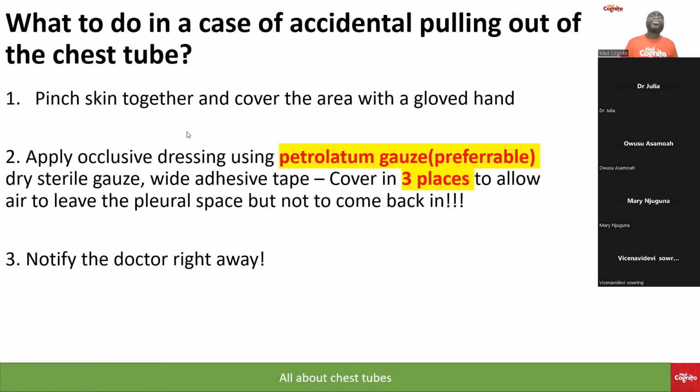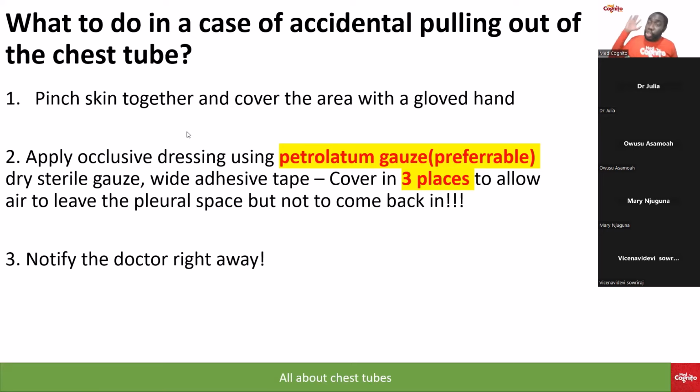Now, what to do in case there's accidental pulling out of the chest tube? Maybe the patient was asleep and was stretching, and then it comes out. Don't forget that negative pressure; we want to do something about it. The chest tube has created a hole, and if the patient gets it out, the patient can be sucking in air, right? So if you are the nurse on duty and that happens, what should you do?